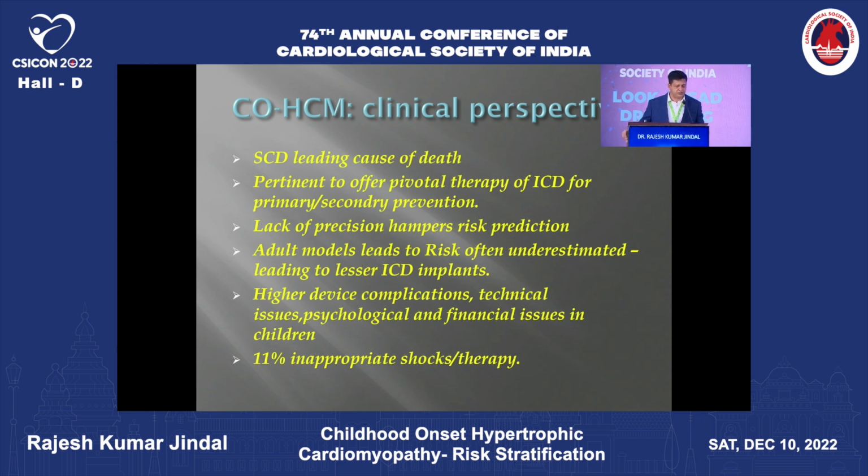Okay. This particular subset is so important because we know that young patients with hypertrophic cardiomyopathy are even more susceptible to sudden cardiac death. And there is a lack of data on this subgroup, and lack of data leads to imprecision in risk stratifying these patients, further augmenting our difficulty in selecting the proper patient for ICD interventions. Adult models lead to risk stratification that often gets underestimated, leading to fewer ICD implants.